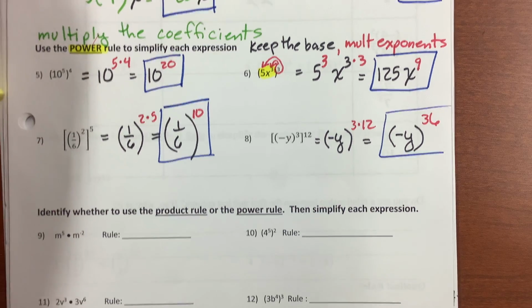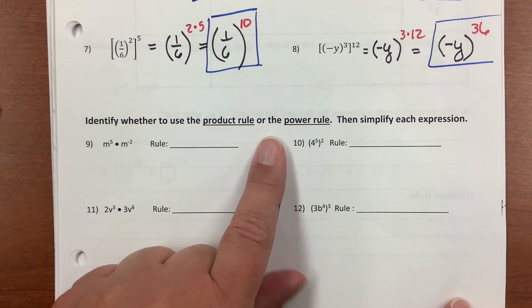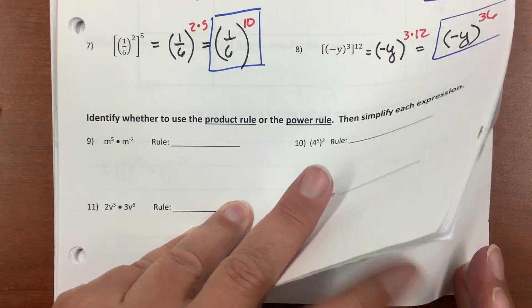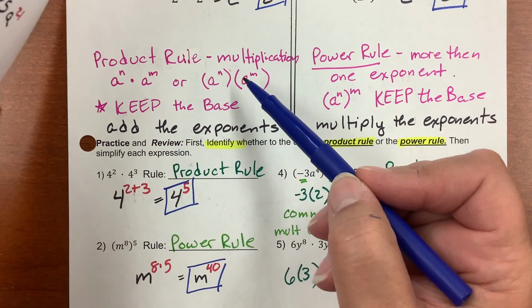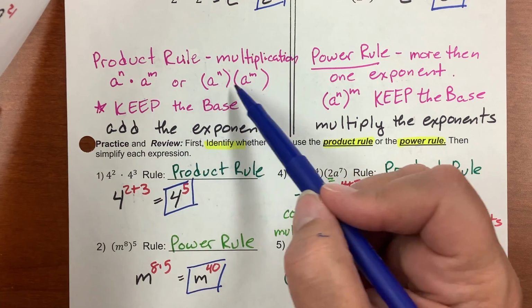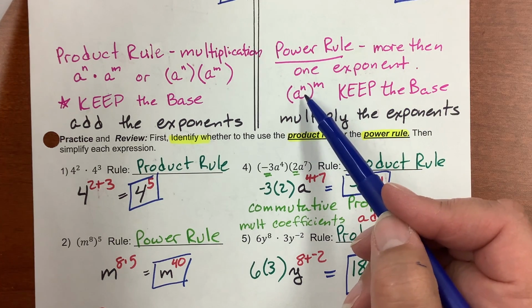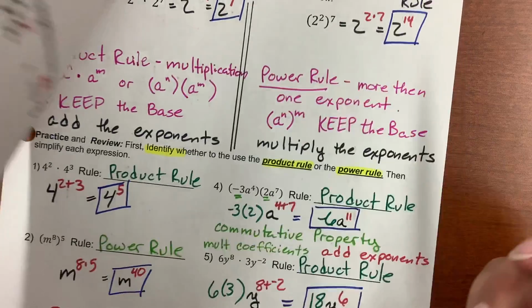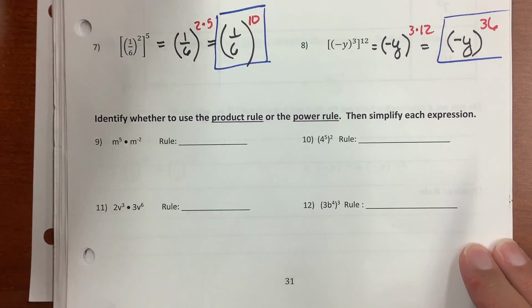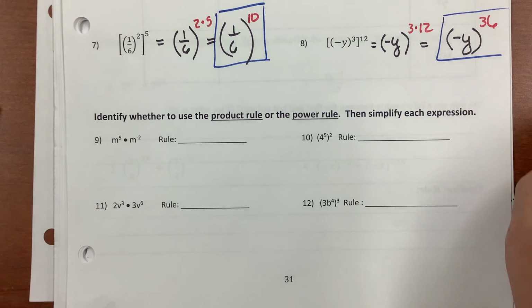And now I have to come down here and identify, am I using the product rule or the power rule? So what if I don't remember when to use them? I can go back and look at my notes on the page before. It says, when I'm using the product rule, it's multiplication, and it either has that dot or 2 sets of parentheses. But when I'm using the power rule, it's more than one exponent, and it has to look a little like a to the n with the m on the outside. So 2 exponents, one inside and one outside. So now that I come back here, that's obviously multiplication. So that is going to be the product rule.